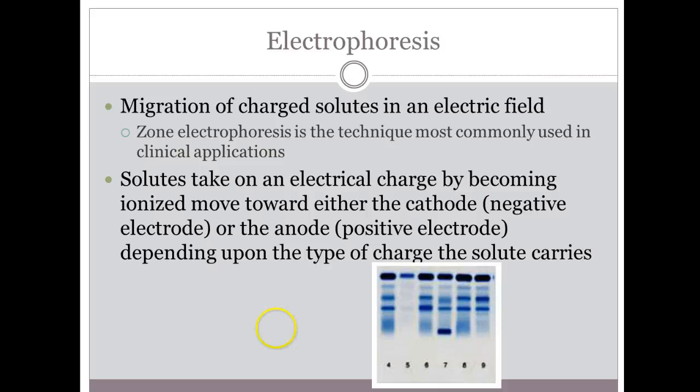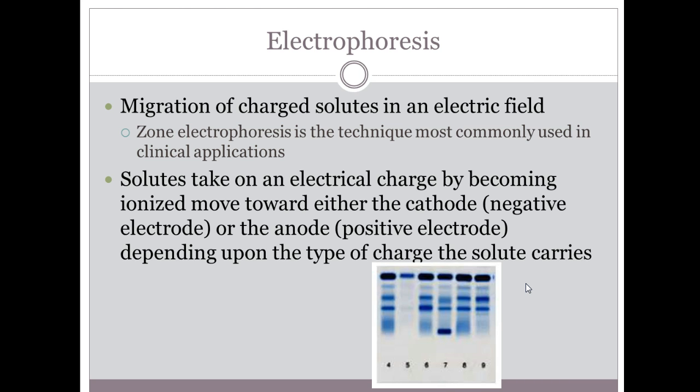Next one, which we're going to do this week, week 2, is the migration of charged solutes in an electrical field by way of electrophoresis. Solutes are able to take on an electrical charge by becoming ionized, and they move through a type of gel. What we're going to be using is like a big jello jiggler. We're going to send a solution through it.